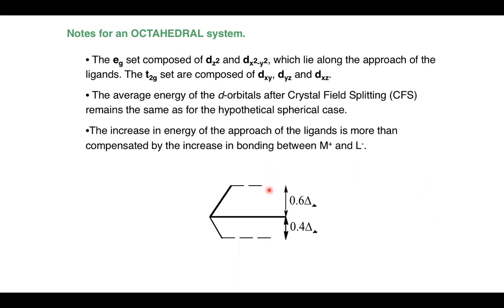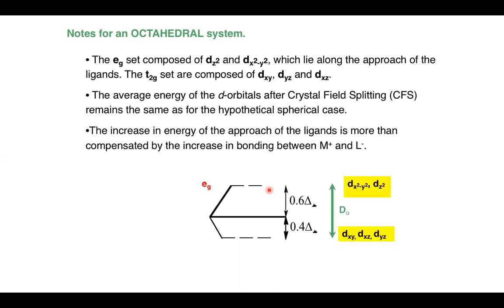So the eg set is composed of the dz squared and the dx squared minus y squared, which both lie along the approach of the ligands. The t2g set are composed of dxy, dyz, and dxz. The average energy of the d orbitals after crystal field splitting remains the same as for the hypothetical spherical case. The increase in energy of the approach of the ligands is more than compensated by the increase in bonding between M plus and L minus.